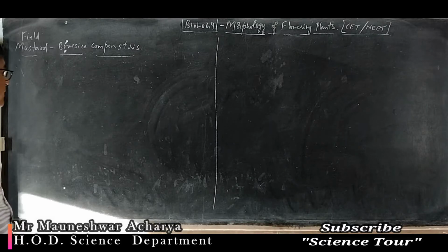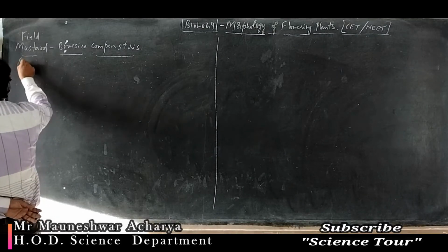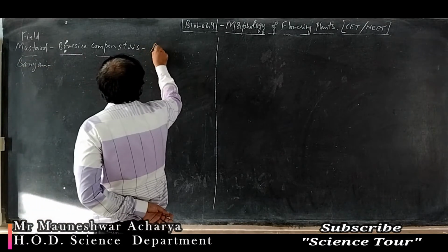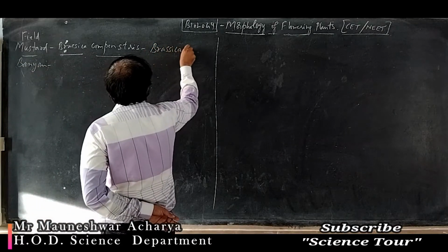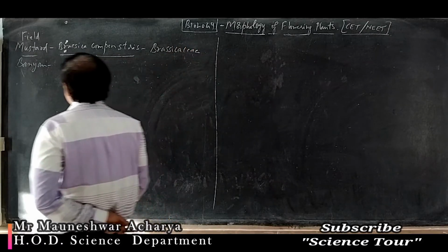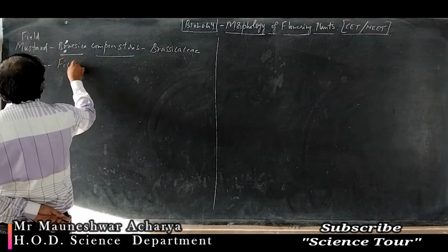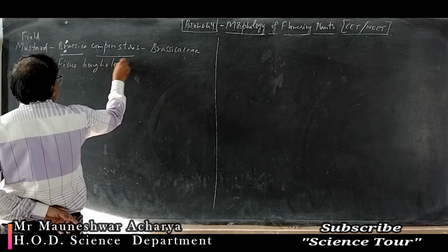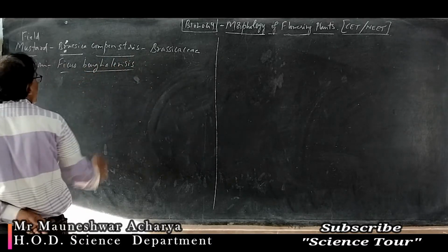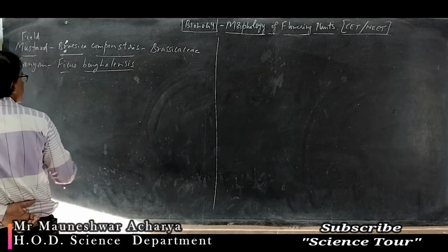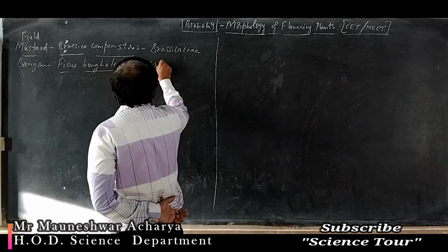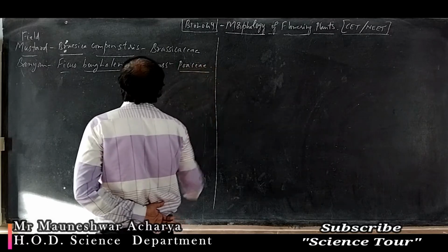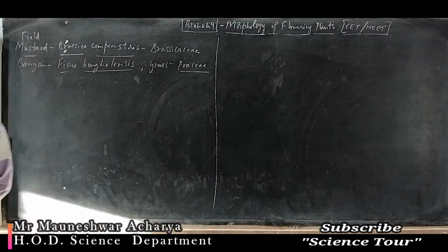Then scientific name of banyan: Ficus bengalensis. Ficus bengalensis. Aladamara. Then grass. Grass belongs to family Poaceae. Family Poaceae.